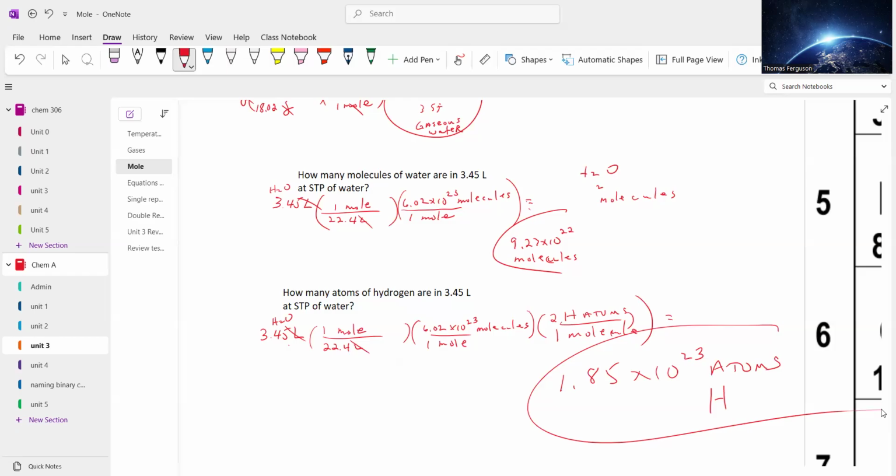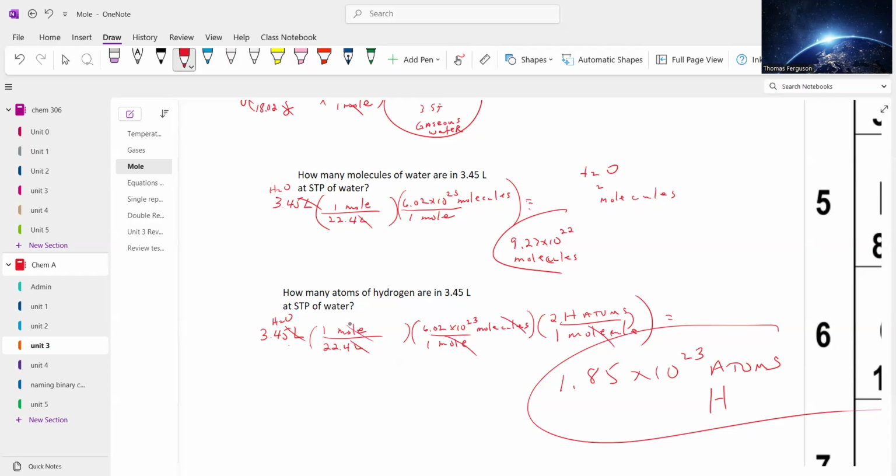All the units cancel except for atoms. So moles cancel, molecules cancel, we're left with atoms. Of what? H's. H stands for hydrogen, like in water, H2O: 2 hydrogens to 1 oxygen. Right, 6.02 times 10 to the 23rd, it's atoms.